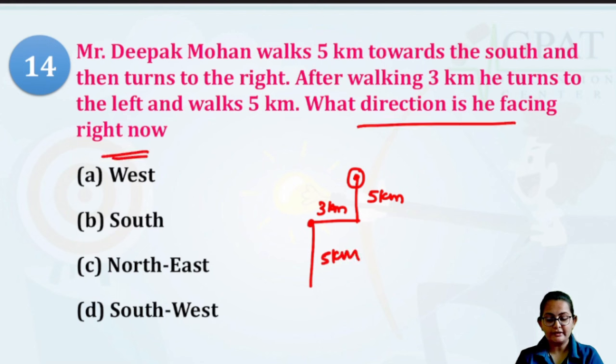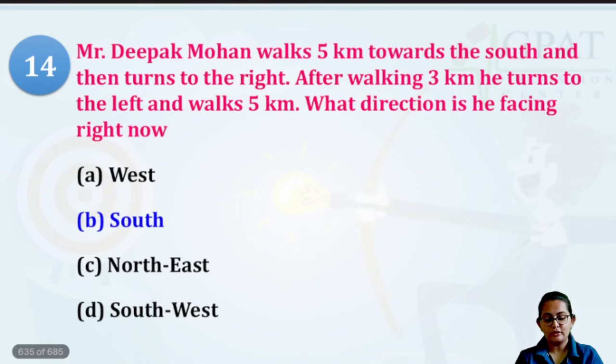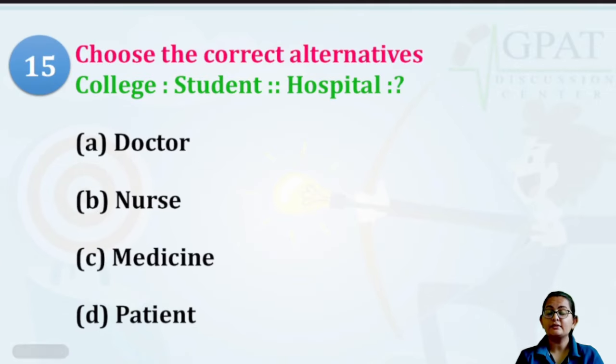What direction is he facing right now? He is facing the south direction. He started in this way, south, then turned to the right, then turned to the left, and again he is in the south direction only. He is facing south because he is going that way only. So south would be the correct answer. In this kind of direction question, you have to find out properly whether you are taking a right turn or a left turn. Try to imagine yourself in place of the person being asked, and see which is the left turn you will be taking and which is the right turn. Then choose the correct alternative.